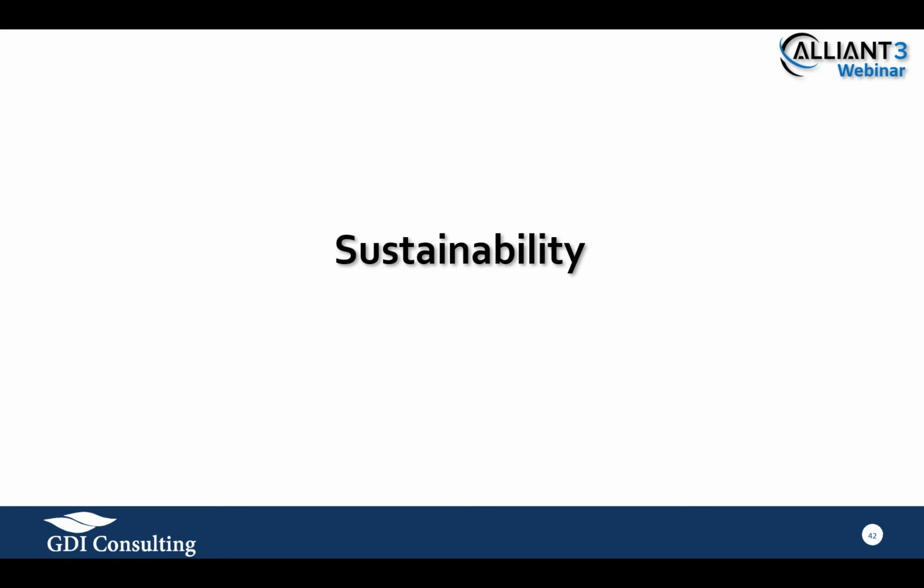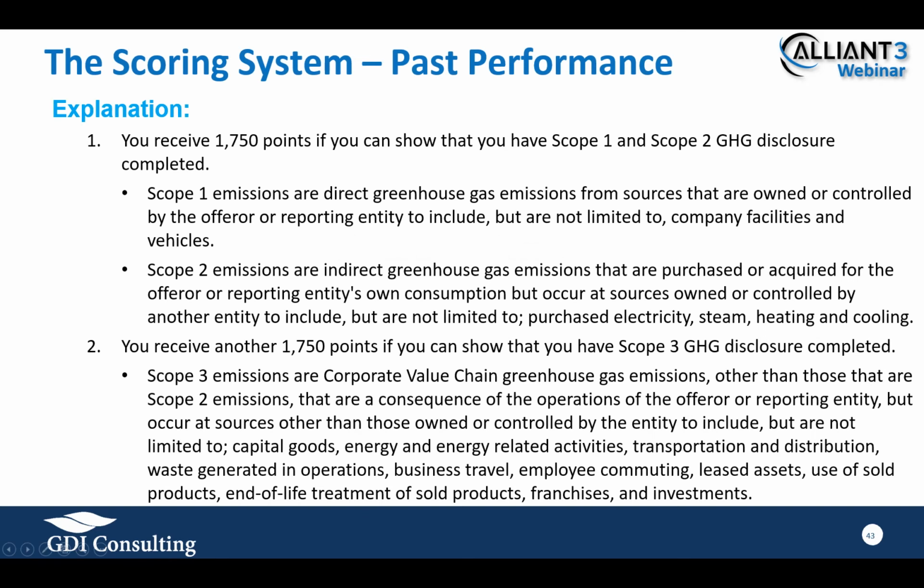The last factor, sustainability, is a small factor. There are 2 points in it, 1,750 points each of these 2 factors for overall 3,500 points. So the first one, if you can show that you have scope 1 and scope 2 GHG disclosure completed, you get 1,750. If you can prove and show that you have scope 3 GHG disclosure completed, you get another 1,750 points.